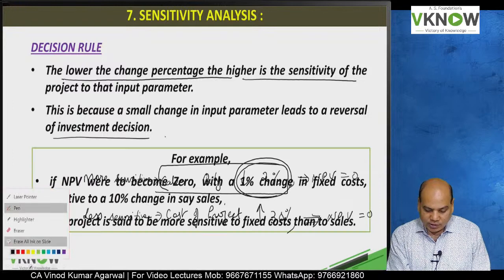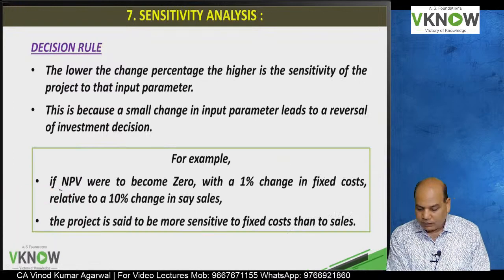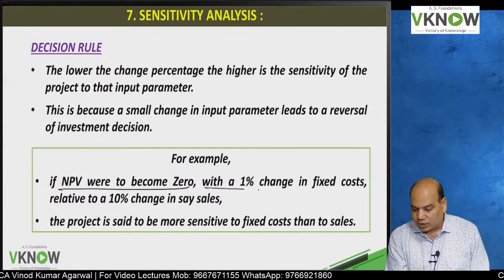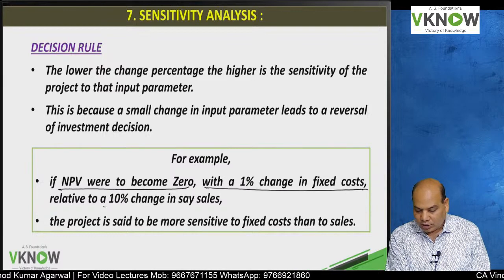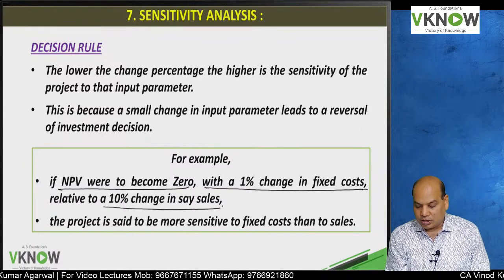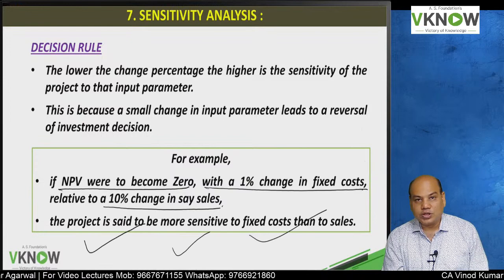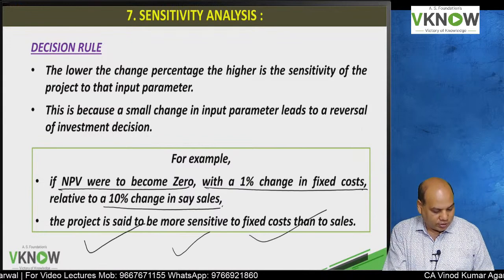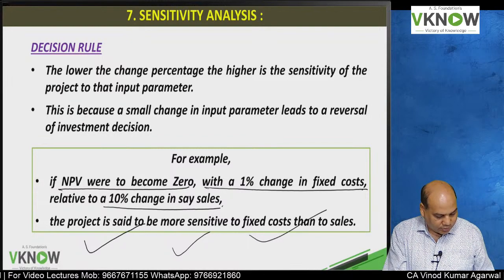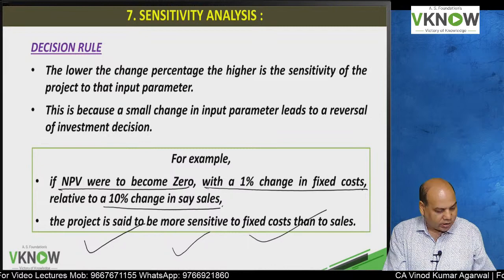Some examples are written in the book. If NPV were to become 0 with a 1% change in fixed cost relative to a 10% change in sales, we will say the project is more sensitive to fixed cost. So this is about the theory part of this chapter.